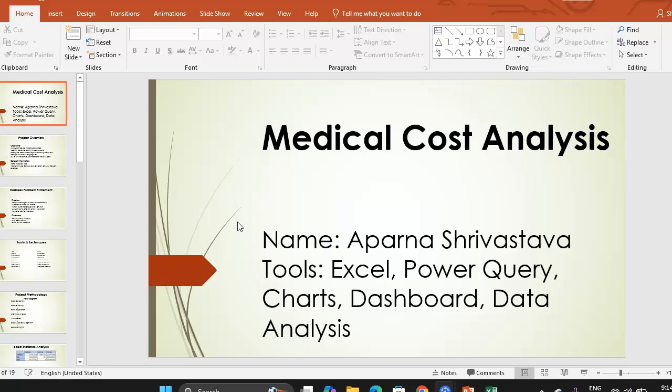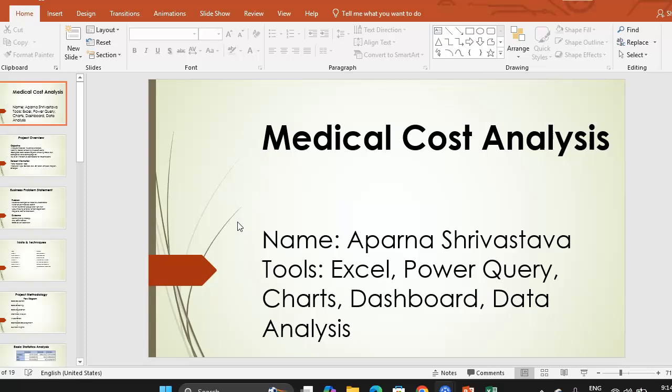The objective of this project is to analyze medical insurance data and identify the key factors that influence medical charges. Through this project, I performed statistical analysis, data visualization, correlation analysis, and dashboard creation using Microsoft Excel. The final outcome of this project is an interactive dashboard that helps stakeholders understand medical cost patterns and identify high-risk customer segments.